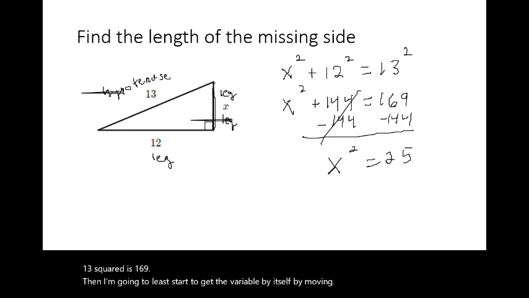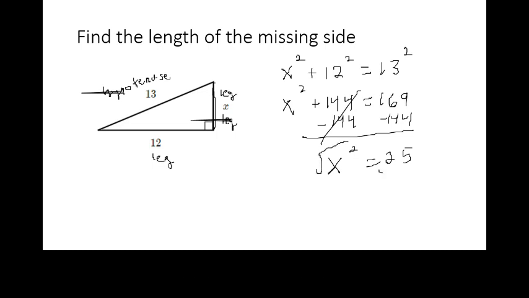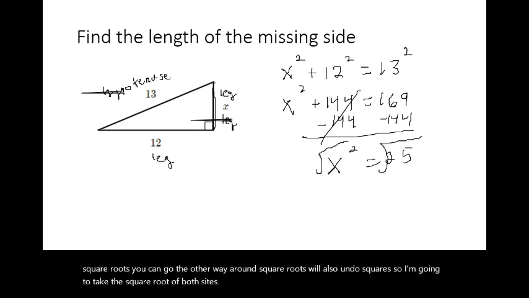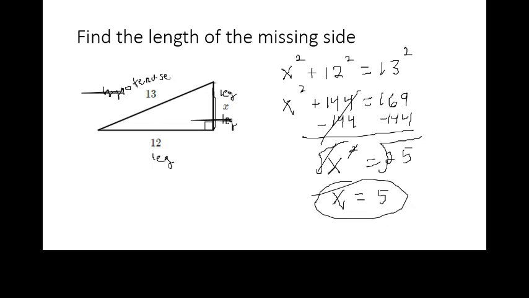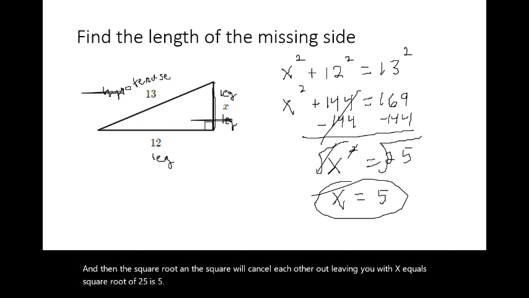And then just like squares can undo square roots, you can go the other way around. Square roots will also undo squares. So I'm going to take the square root of both sides. And then the square root and the square will cancel each other out, leaving you with x equals the square root of 25, which is 5. So the length of that missing leg is 5.